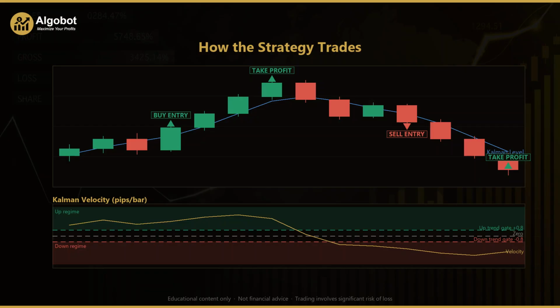Of course, not every setup runs cleanly to target like these two. In real markets, some reclaim entries are stopped out, and that is a normal part of the process.